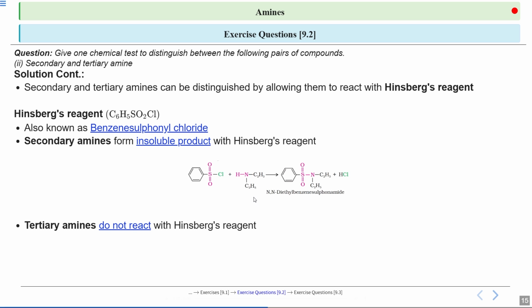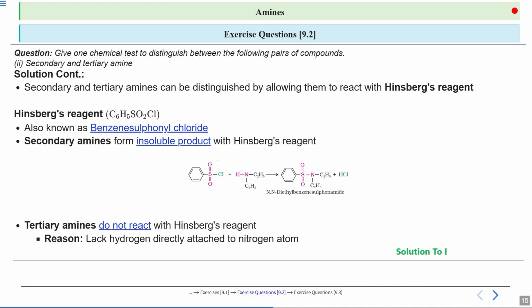Tertiary amines do not react with Hinsberg's reagent because they lack a hydrogen which is directly attached to the nitrogen. In secondary amines, we have this hydrogen attached to the nitrogen, but in tertiary amines we do not have any hydrogen. So that is what makes them unreactive. The reason is that they lack hydrogen which is directly attached to the nitrogen atom.